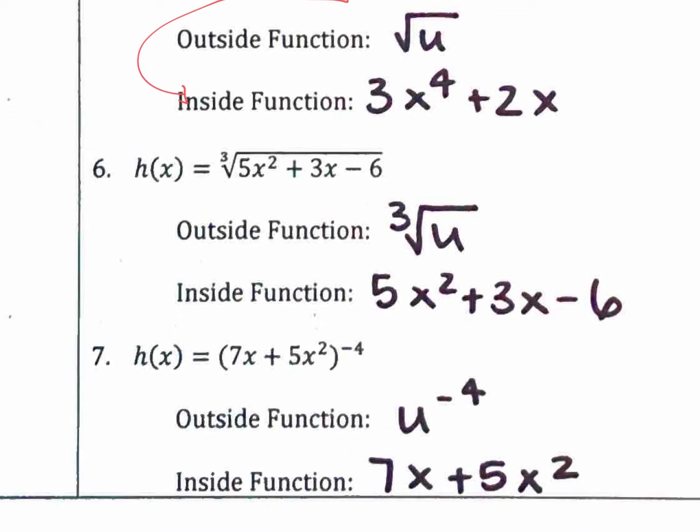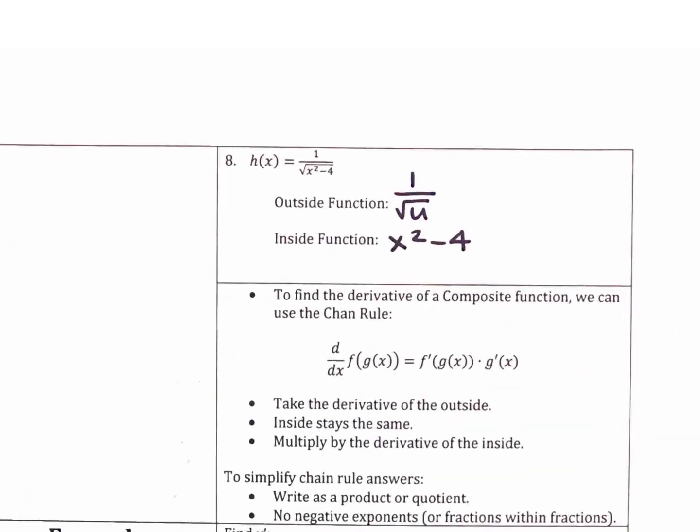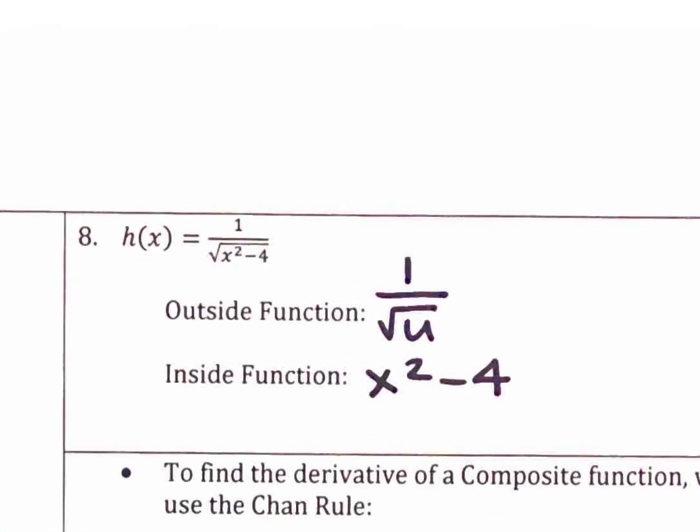Number 6, we find our inside function. We find our variables. Right here we have a bunch of x's flying around underneath the radical. So our u is going to be 5x squared plus 3x minus 6. Our outer function is taking the cube root of stuff. So when we get deeper and deeper into chain rule, it's going to be very important that we're able to identify what our inner versus our outer functions are, so that way we can take derivatives appropriately.